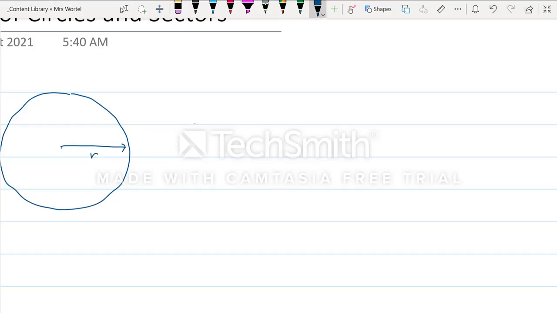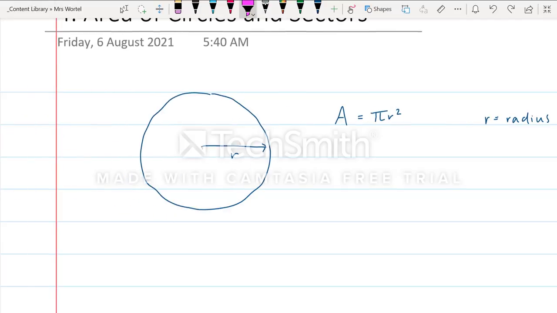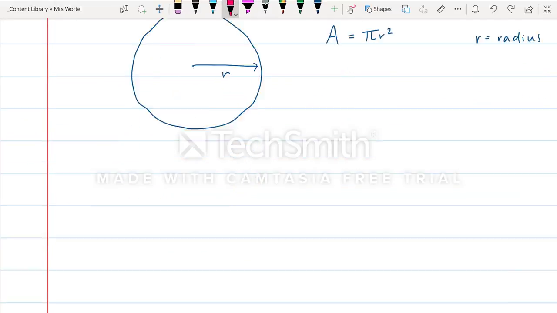Area is equal to pi r squared, and keeping in mind that r is just our radius, which is half of the diameter. So remember those things as you do your area of a circle questions, and it really is that simple. It's a small little rule. Area is equal to pi r squared, and we just apply that whenever we want to work out the area of a circle. So let's have a go at a little example.